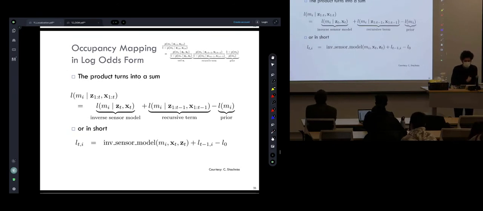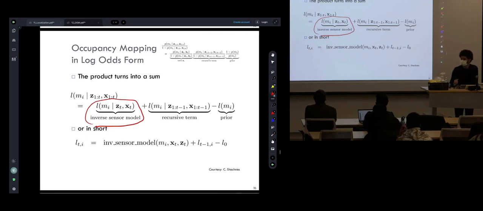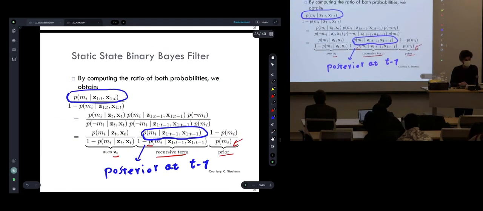So if you take the log of both sides, we have this nice formula that the log odd of the posterior equals the log odd of the term that relates to the likelihood at time t, using that inverse sensor model idea, plus a recursive term from previous iteration of the algorithm, minus a prior. Because the other two are p over 1 minus p. The last one, the prior, is 1 minus p over p. So that's why there's a negative sign. Okay?